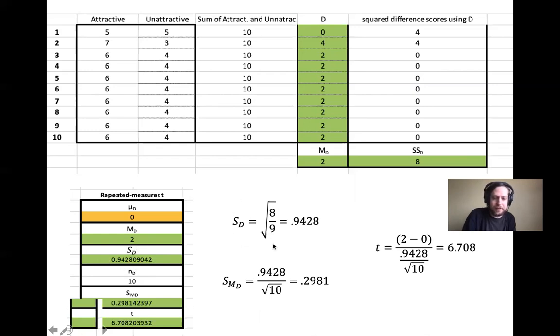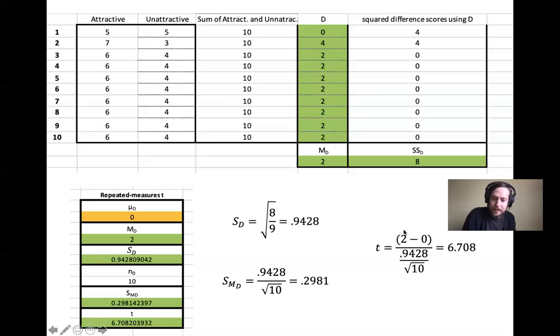So that's our standard deviation. If you wanted to calculate the estimated standard error, you would just divide this number by the square root of 10, which is what you can see right here. The estimated standard error, which is the whole denominator of t, is 0.9428 divided by the square root of 10, which is right here. The numerator we've already talked about.